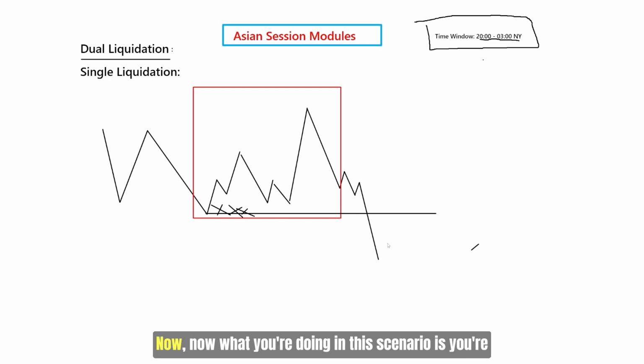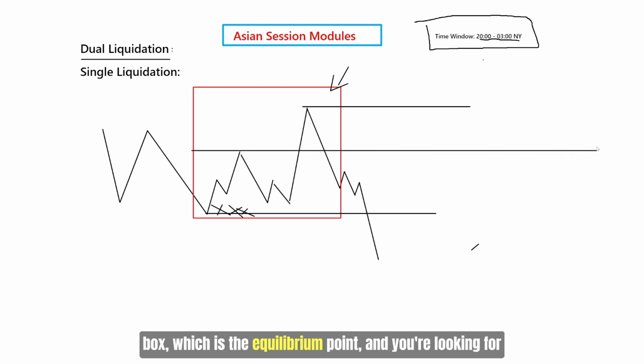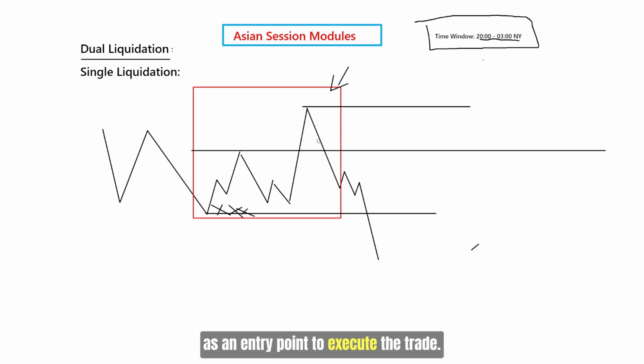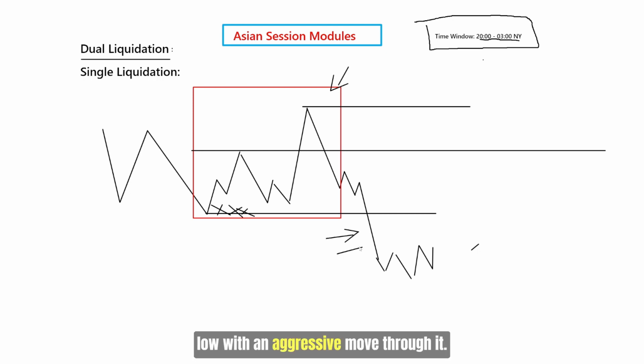Now, what you're doing in this scenario is you're no longer expecting this liquidity pool to get taken. You're now expecting a test of the midline of the box, which is the equilibrium point, and you're looking for a fair value gap, POI, naked wick, whatever you use as an entry point to execute the trade. So we accept below for a long period of time. Once again, you're not determining this specifically with minutes or hours. You're just looking for acceptance underneath the Asian low with an aggressive move through it.